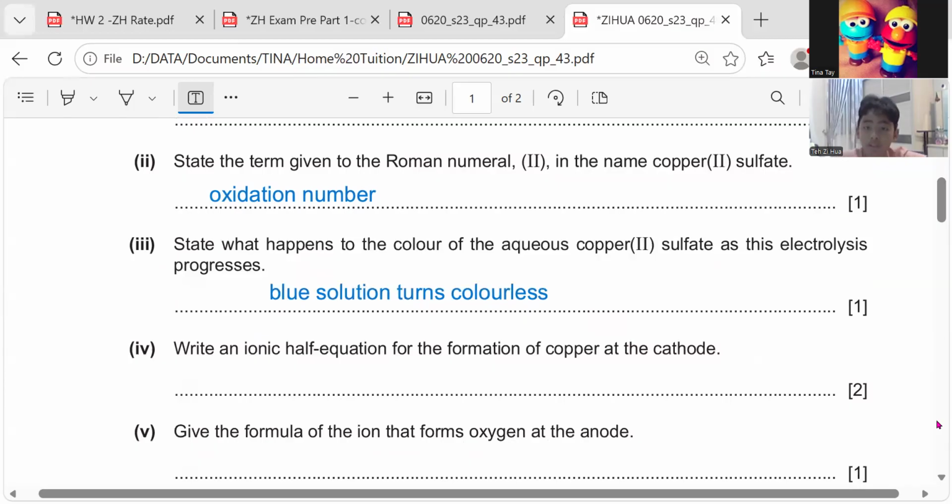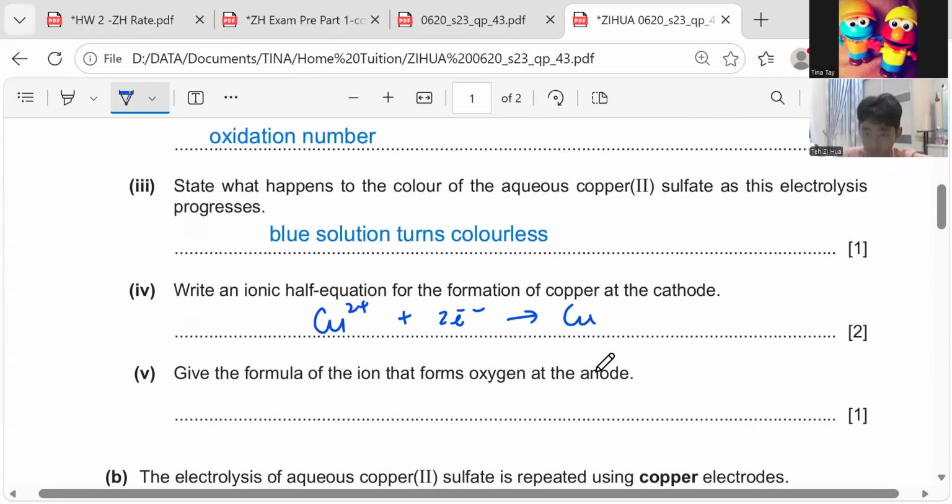Okay. Cathode, what happens? Cu2+ plus 2e minus gives Cu. No need to write state symbols for this one. What is the formula of the ion that forms oxygen at the anode? OH minus. Yes, correct.